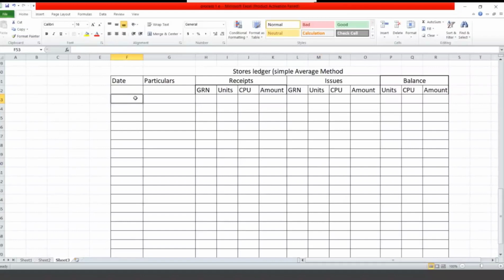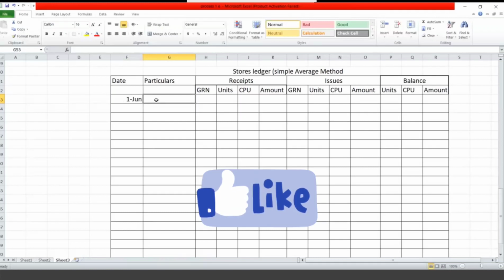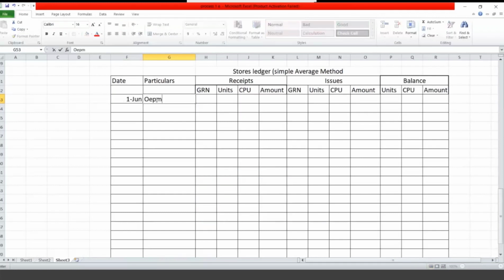What is the first transaction? These transactions are from June. On June 1st, there is an opening balance. So write down opening balance, and directly go to the balance column. How many units? 300 units. What is the price per unit? 2 rupees. It is 600.